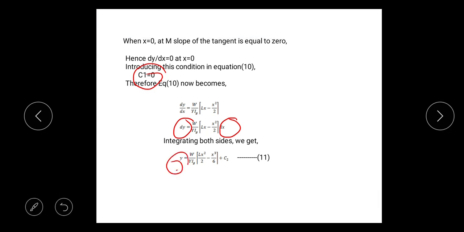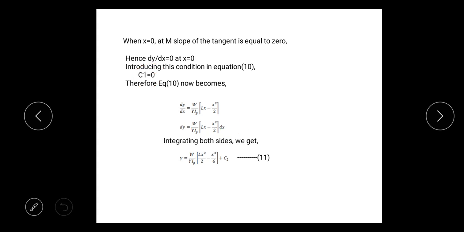It is y equal to W by Y Ig. The integral of Lx is Lx square by 2. Similarly, the integral of x square is x cube divided by 3. 3 into 2 is 6, plus C2, which is a constant of integration.